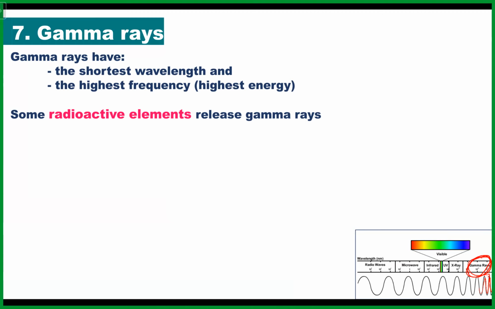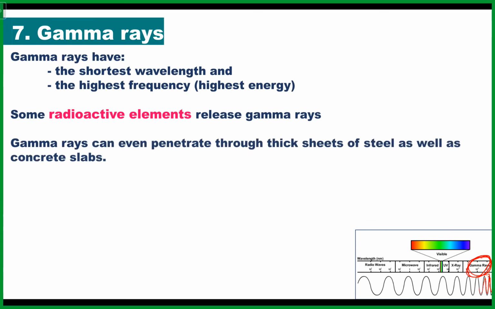Now, where do gamma rays get released? There are some radioactive elements that are able to release gamma rays. Some radioactive elements such as uranium, plutonium, these elements are able to release gamma rays. And remember that gamma rays, they are high energy waves that can come into our body. They can penetrate into our body and cause damage to our body cells, right?